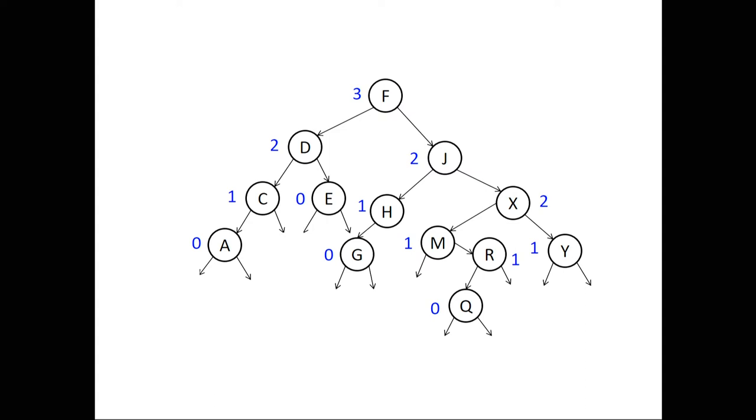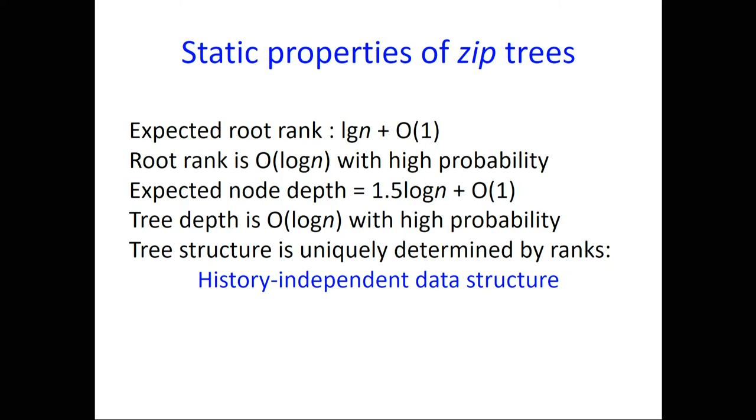Now, what can we say about this? The expected rank of the root is logarithmic. This is a base 2 logarithm of n plus a little constant. The root rank is order log n with high probability. And the number of ties is expected to be small. Basically, the average number of ties is going to be 1 per node. You can prove that the expected node depth is 1.5 times log n. That's actually the binary log of n, plus a constant. The tree depth is logarithmic with high probability.